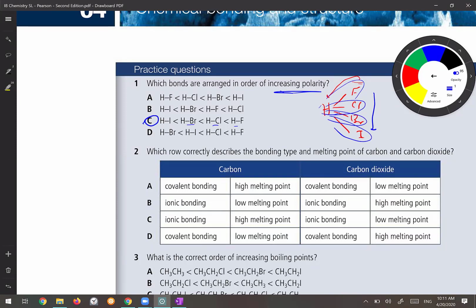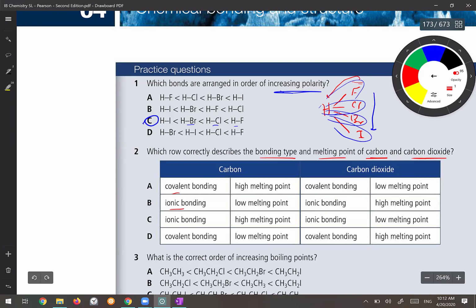It says which row correctly describes the bonding type and melting point of carbon and carbon dioxide. Okay, so we are talking about two types of material. The first one is carbon, the next one is carbon dioxide. And it asks about the bonding type and the melting point. So what type of bonds are available between the carbon atoms and in the carbon dioxide? Two types of bonds are mentioned here, covalent or ionic.